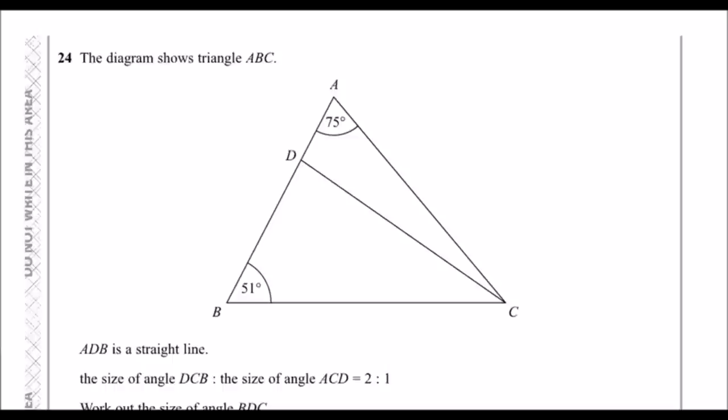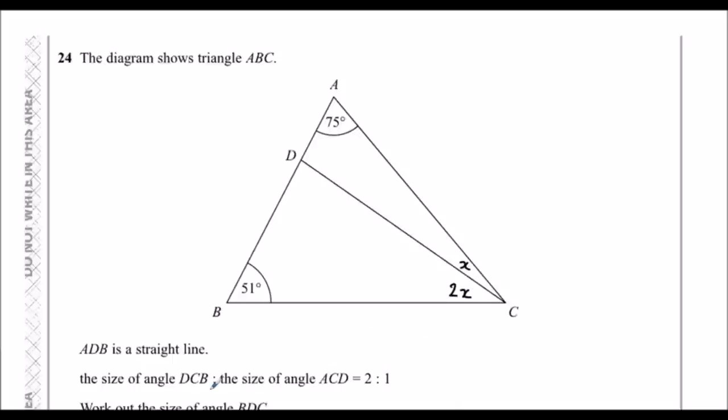Question 24. The diagram shows a triangle ABC. ADB is a straight line. The size of angle DCB, so where's that? DCB, this one here, to the size of angle ACD is 2 to 1. So this one is double this one. If this one's called x, this one's called 2x.